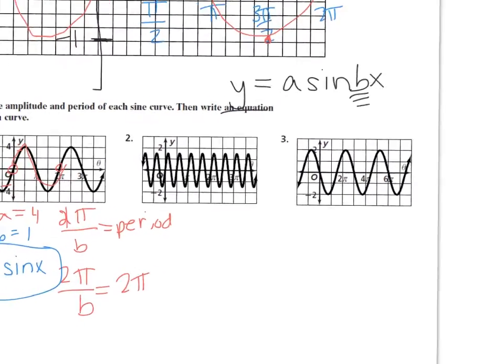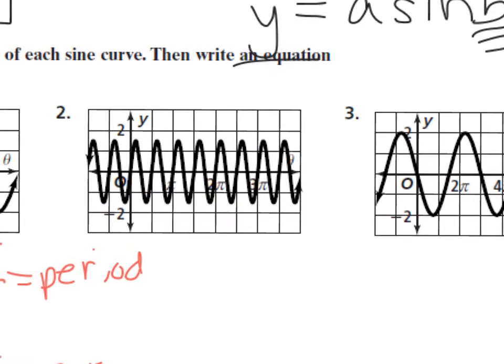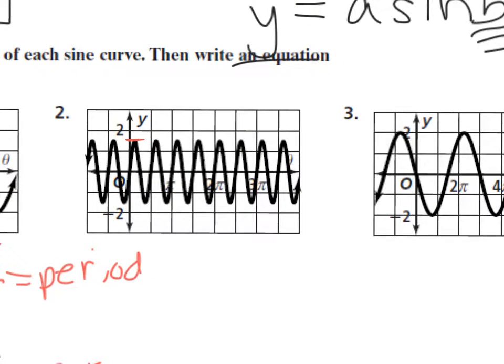And then number 2, I'm going to look at my amplitude. So my amplitude looks like I'm going from negative 1.5 to 1.5. So my amplitude is 3 over 2 or 1.5, either way. And if I look at my period, from here to here starts a new cycle. So if this is pi, this right here is pi over 2. So there's a cycle every pi over 2. So I set 2 pi over b equals pi over 2. And I solve for b.